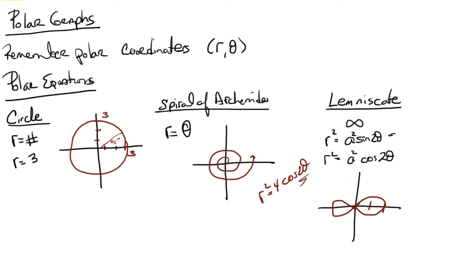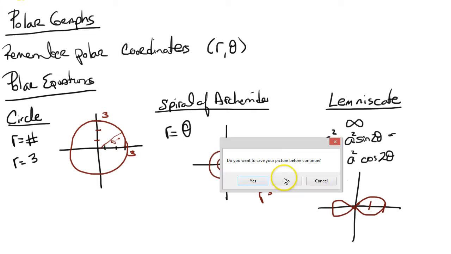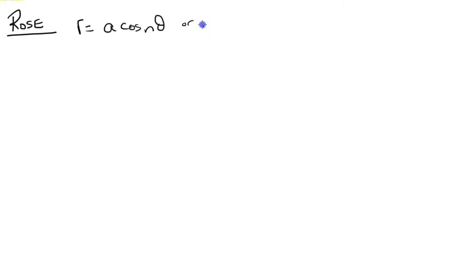All right, now let's try the next ones. These are the ones where we really have to look to see what's going on. It's the last one we're doing tonight. It's called a rose. It looks more like a flower, petally kind of thing, but they call it a rose. This shape is going to be r equals a cosine n times theta, or r equals a sine n times theta.